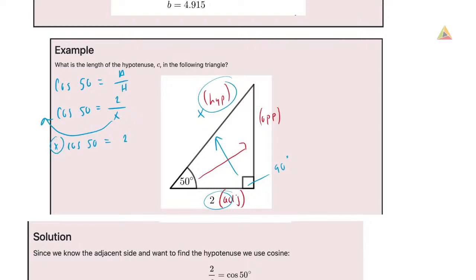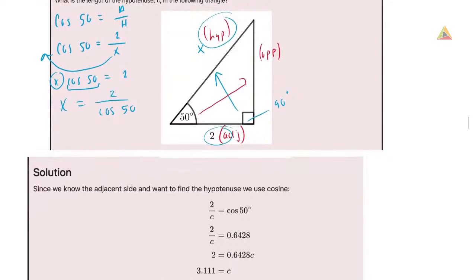And remember, we want to get X on its own. So we need to bring the cos 50 under the equal sign. So X is going to be 2 over cos 50. Now, if you put that into the calculator, you should get 3.111. So x is 3.111. And you can literally type this directly into the calculator and you'll get your answer.